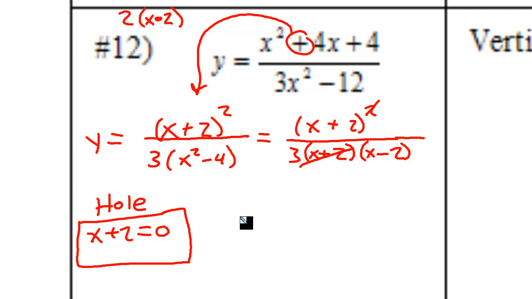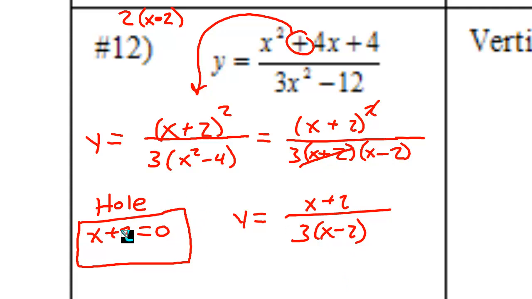Anyhow, so what we're left with here is y equals x plus 2, we get rid of one of those, there was a 2 on the top, over 3 times the difference of x and 2. This is what's left. This is what you use to find your asymptotes. You don't use the x plus 2 that you crossed off. That's a hole.